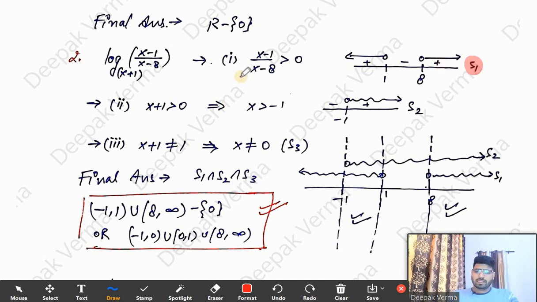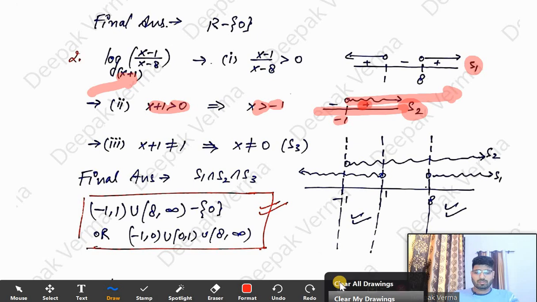Now come to the base. Base should be positive. Got it? In order for the log to be defined, the base should be positive, that is greater than 0, that is x plus 1 greater than 0, so we get x greater than minus 1. Got it? On the number line, we can plot it: make a number line with positive and negative. The solution is greater than minus 1, towards the right. Let's suppose this is S2.